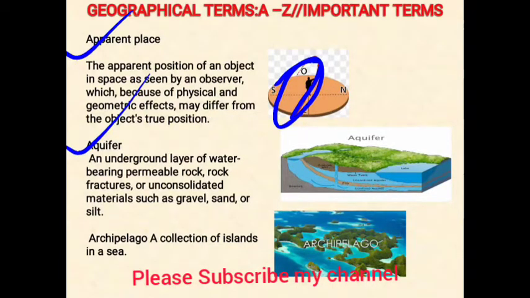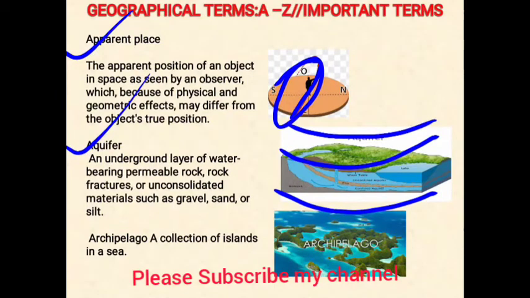Aquifer is a very important term: an underground layer of water-bearing permeable rock, or of fractured rock or unconsolidated materials such as gravel, sand or silt. If there is a permeable rock and an impermeable rock, the impermeable layer cannot store the water. When a permeable layer lies between two impermeable layers, water is stored in this region, and this layer is called the aquifer layer.